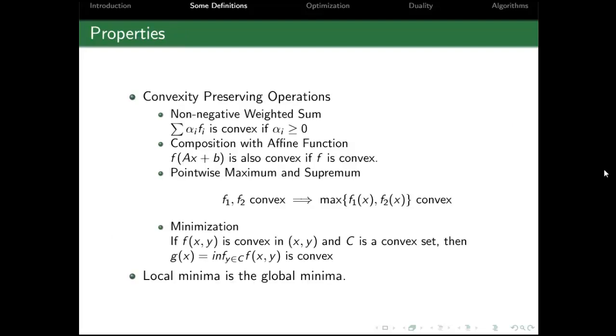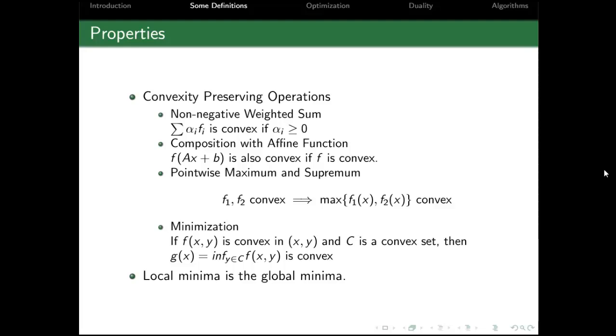Now let us look at some other properties of convex functions. First, we look at the operations which preserve the convexity of the function. First, non-negative weighted sum. That is, a non-negative weighted sum of various convex functions will still remain a convex function. Consider f_i as a series of convex functions, sigma alpha_i f_i, where the alpha_i's are greater than 0, will also remain a convex function.